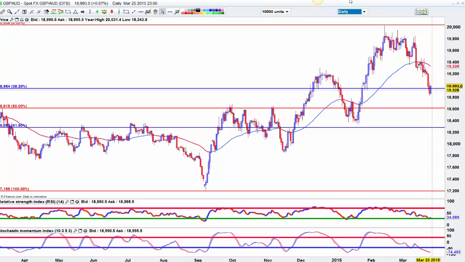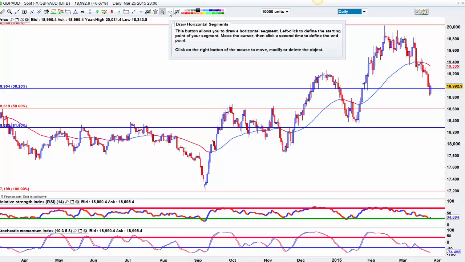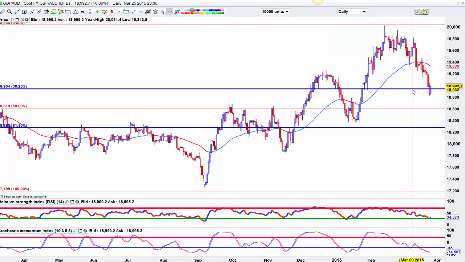The 200 EMA is under here. I've not got the 200 EMA on this chart, but you can see where it is on that one. So this is the level I would like to try to buy.